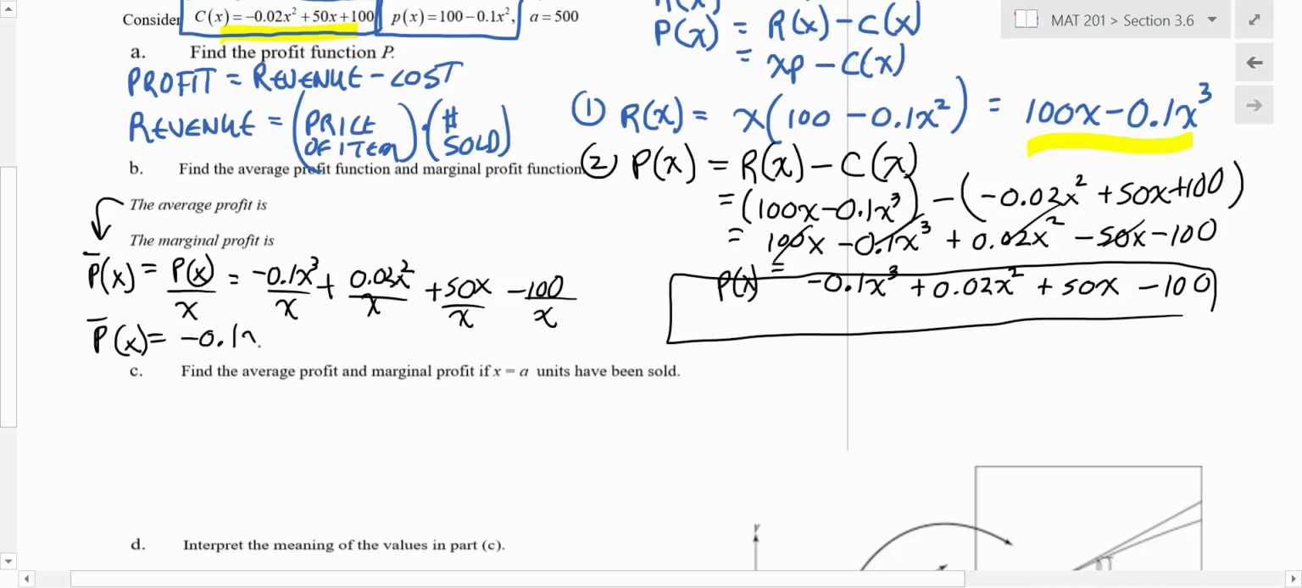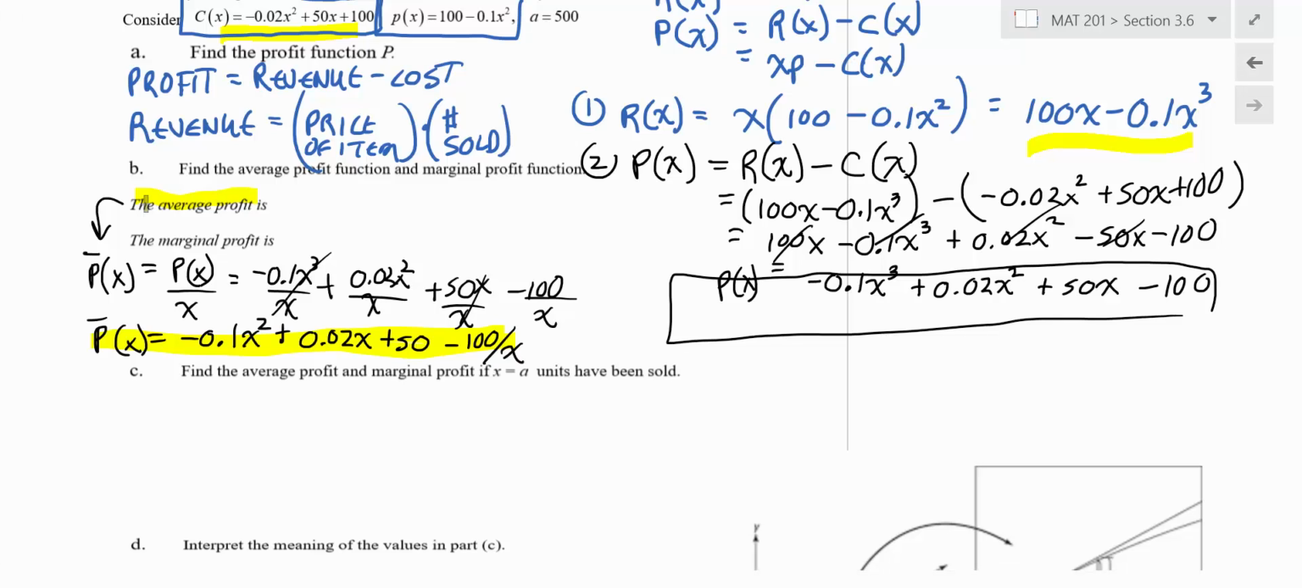Negative 0.1, and then what? X to the second, right? The exponent's going to go down 1. And then 0.02 times x. The x's cross out there to give plus 50. And then I'm just going to leave that as 100 over x. You could write that as a negative 1 power, but we'll do that when we do the derivative. So that would be what the average profit is then. Okay? Everybody okay?